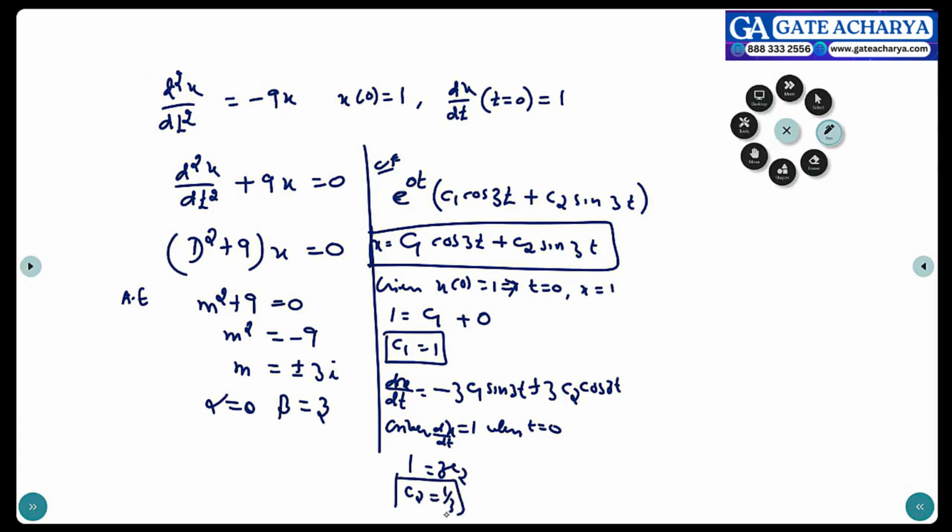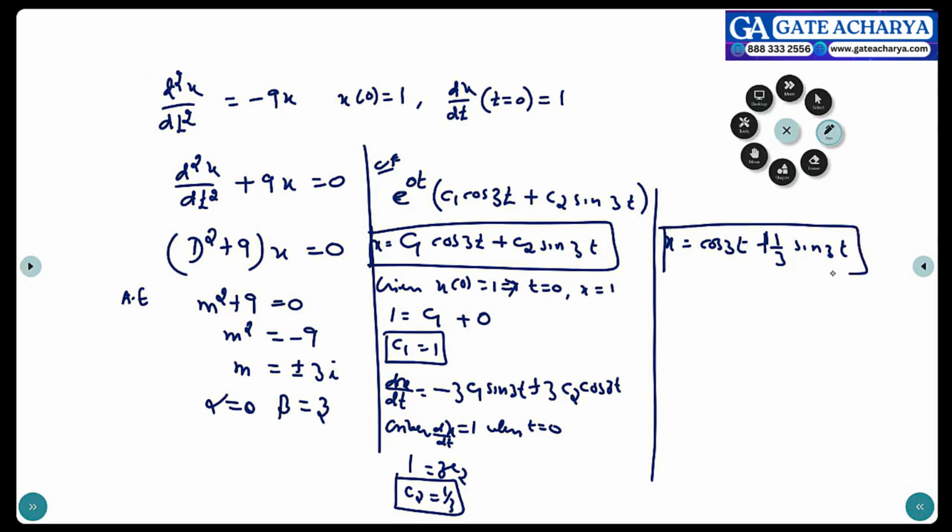I got this 1 by 3. Am I correct? Check it. Correct. Therefore, substitute these two values in the given equation. The value of C1 is 1, so x is equal to cos 3t. The value of C2 is 1 by 3, therefore plus 1 by 3 sin 3t. Cos 3t plus 1 by 3 sin 3t. That is the final solution.